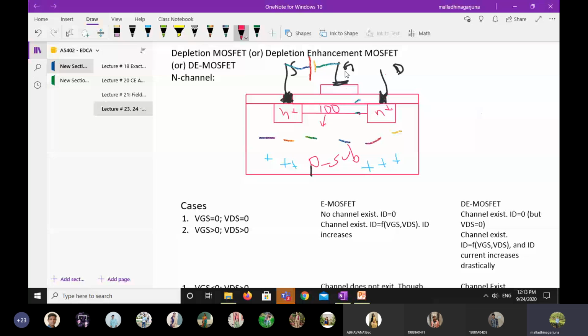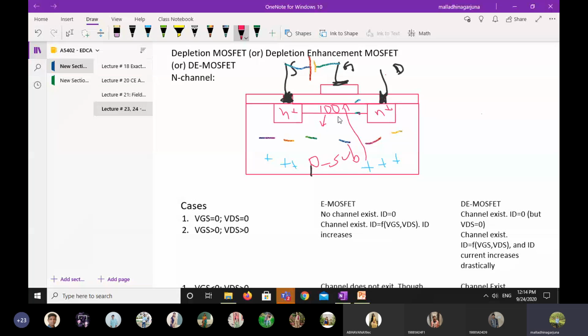At the same time, this negative pole of the battery attracts the majority charge carriers of the P substrate, right? What are the majority charge carriers of the P substrate? Holes, and the holes will come and place in the channel. So electrons are coming out of the channel and holes are entering the channel. Let us assume, for example, 10 electrons are coming out from the channel, and 10 holes are entering the channel.